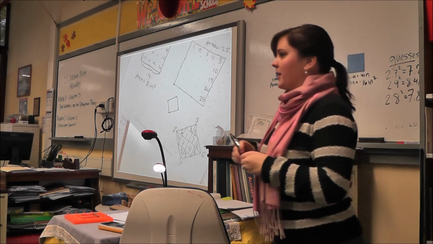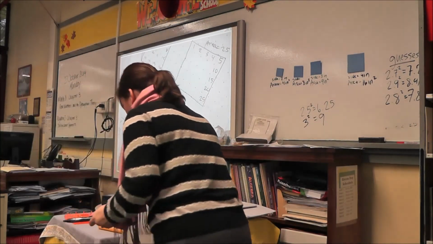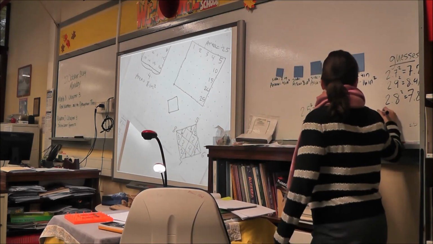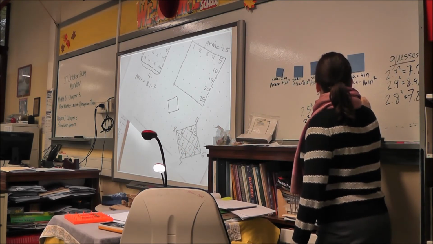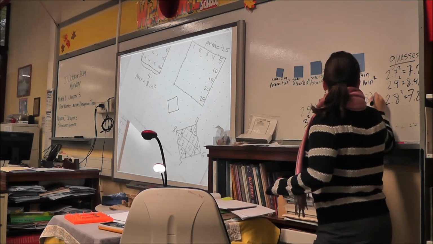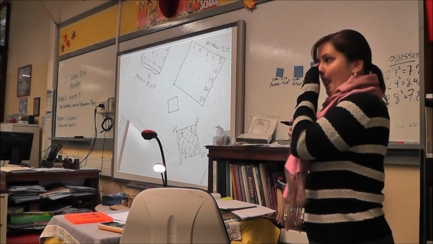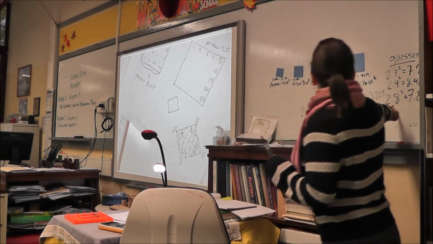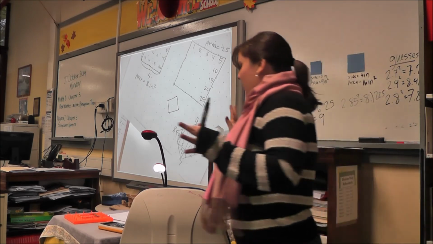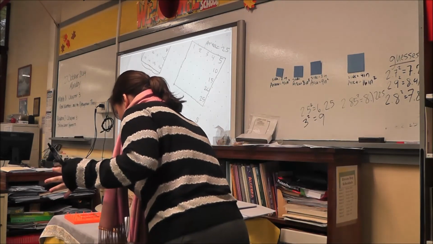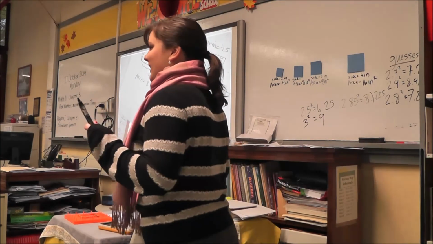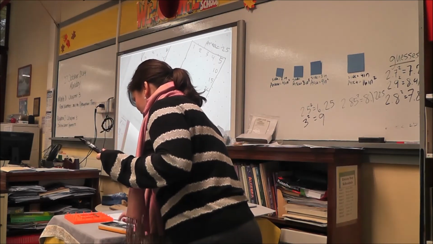Elmo, what do you think? He says 2.85. Let's try 2.85 squared. We get 8.1225. So we are closer. We already tried 2.80, remember? 2.84 squared is 8.0656. 2.83.